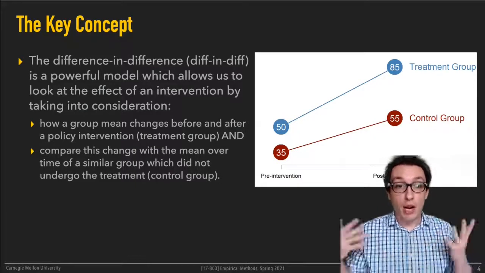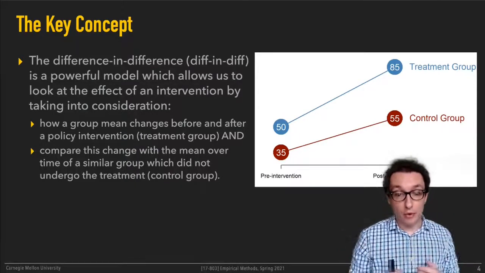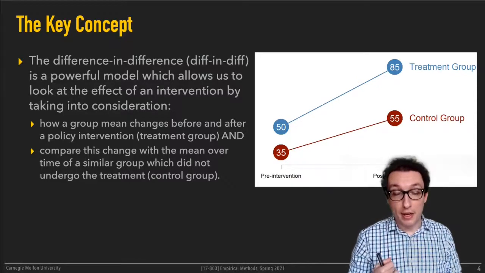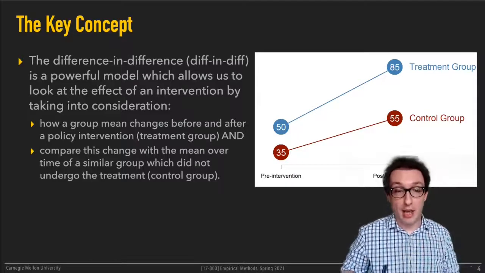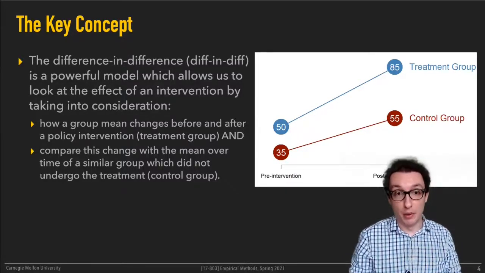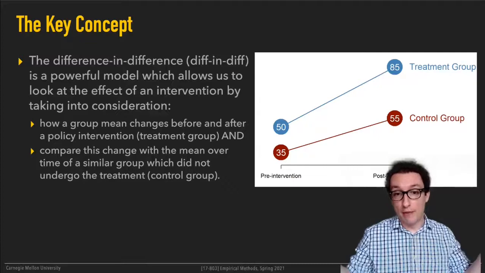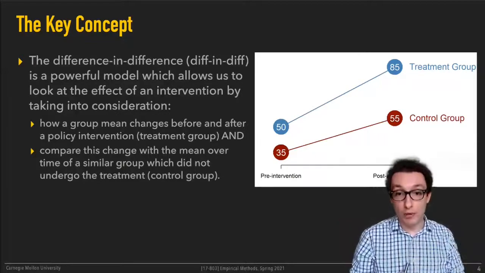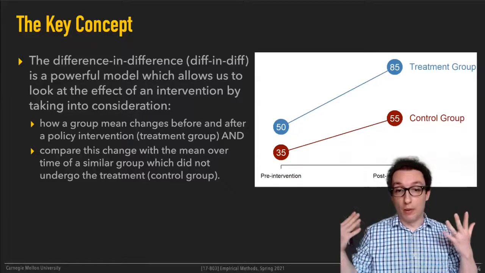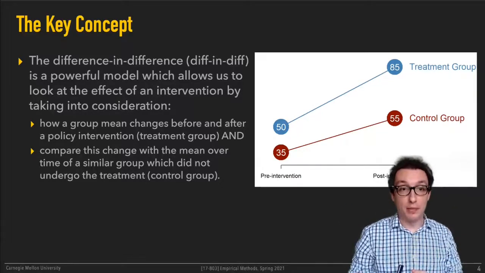So now we can't do experiments for any number of reasons. Maybe it's unethical, maybe it's really expensive, maybe we just are studying something that has happened in the past, so we can't go back and experiment with it. All we have access to is observational data. So there are a large number of reasons why we can't do experiments.